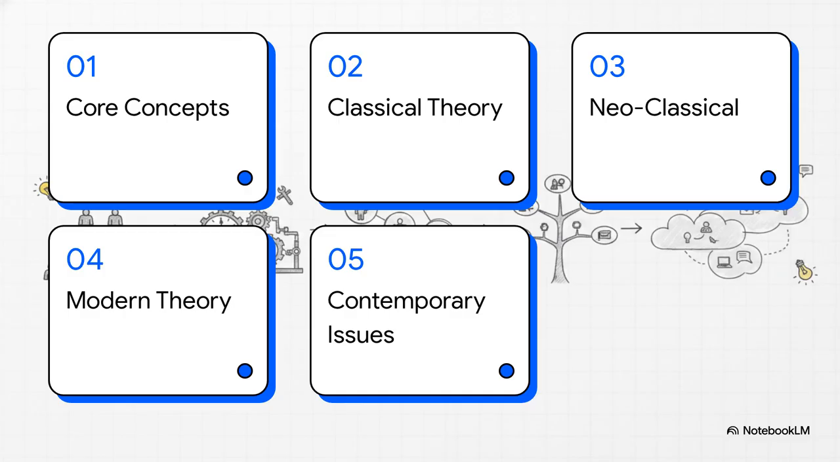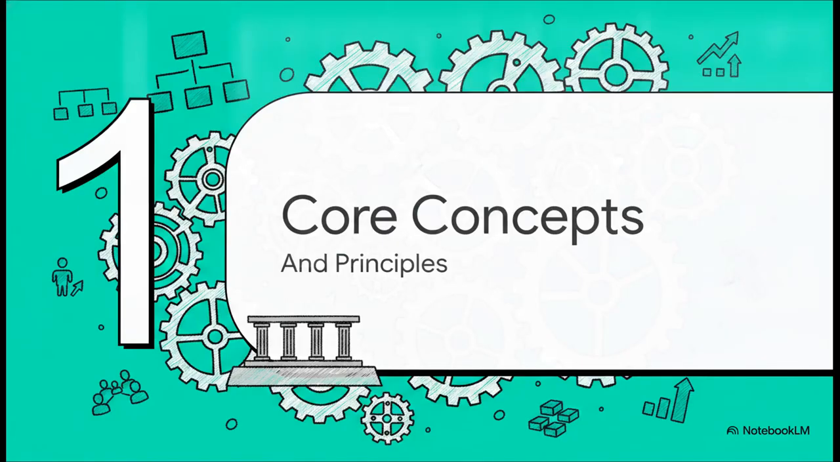To grasp how modern workplaces operate, here's our roadmap. First, we'll hit the core concepts. Second, classical theory, where the workplace was literally treated like a machine. Third, the human focus of the neoclassical era. Fourth, the modern theory of dynamic systems. And finally, the contemporary issues we're dealing with today. Starting us off, Section 1, Core Concepts and Principles.